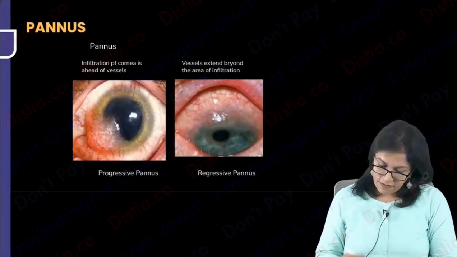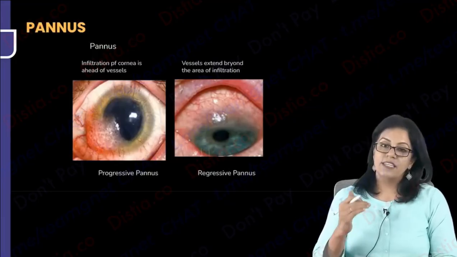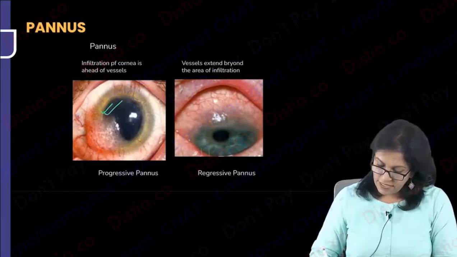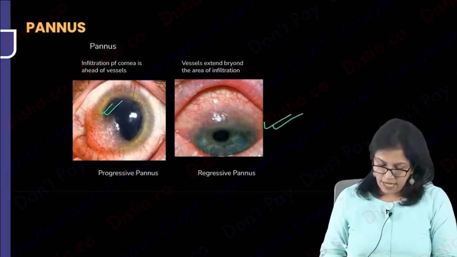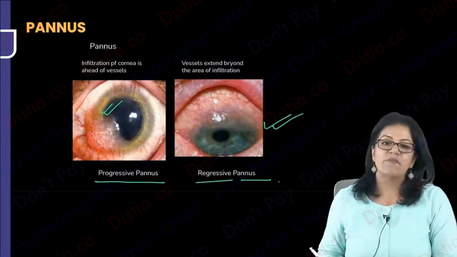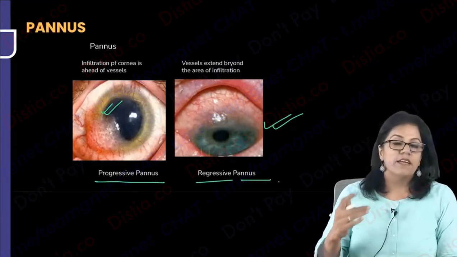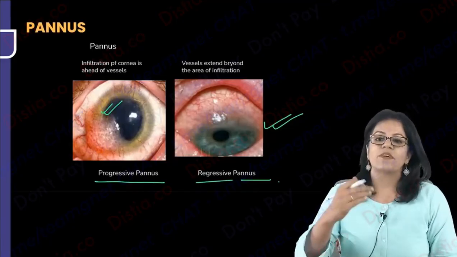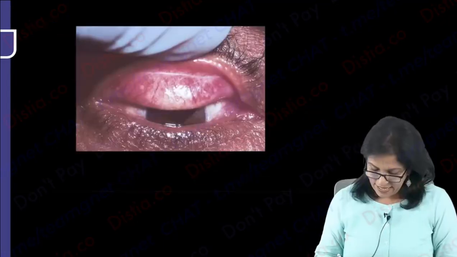Okay. And when there is an infiltration which is ahead of the blood vessels, we know that it is going to progress more, and when it is behind, it will not progress. This is how we differentiate between a progressive and a regressive pannus. So what did I say? When there is infiltration in front of the vessels, it's progressive. Just remember this.